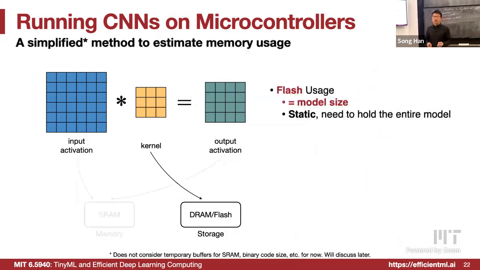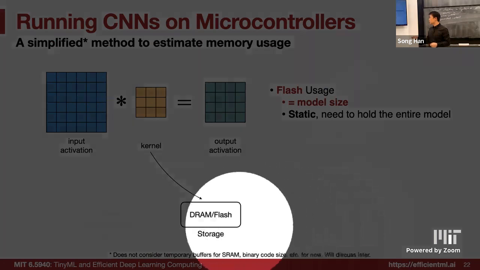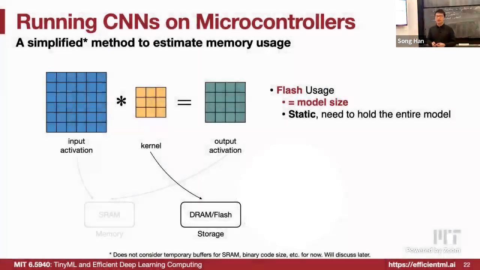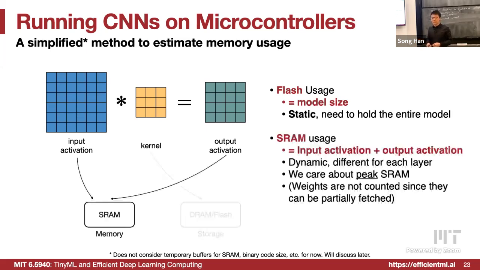So the flash usage is roughly equal to the model size because the weights are static. They have to be non-volatile. You need to hold the entire model. So the number of weights is constrained by the size of the flash. We are going to revisit this later in the lecture. The weights have to fit the flash, since it's non-volatile.